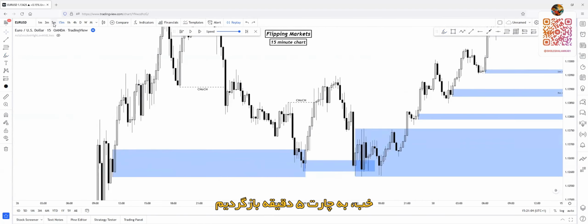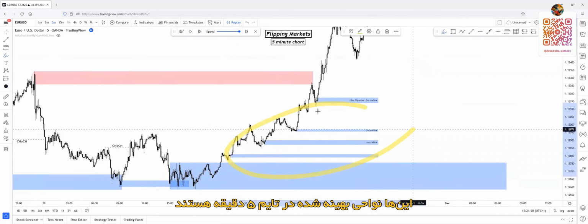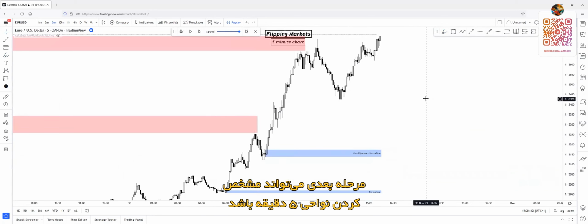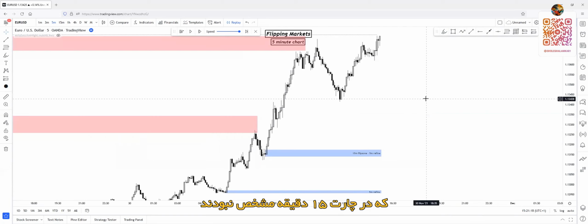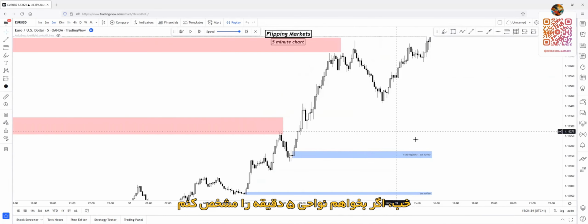So yeah, let's switch back to the 5-minute chart. So these are our refinements. These are all the 5-minute refinements. And the next step, actually you can mark more 5-minute zones out on the 5-minute chart that weren't there on the 15-minute chart. So if I like to, I can mark 5-minute zones out.